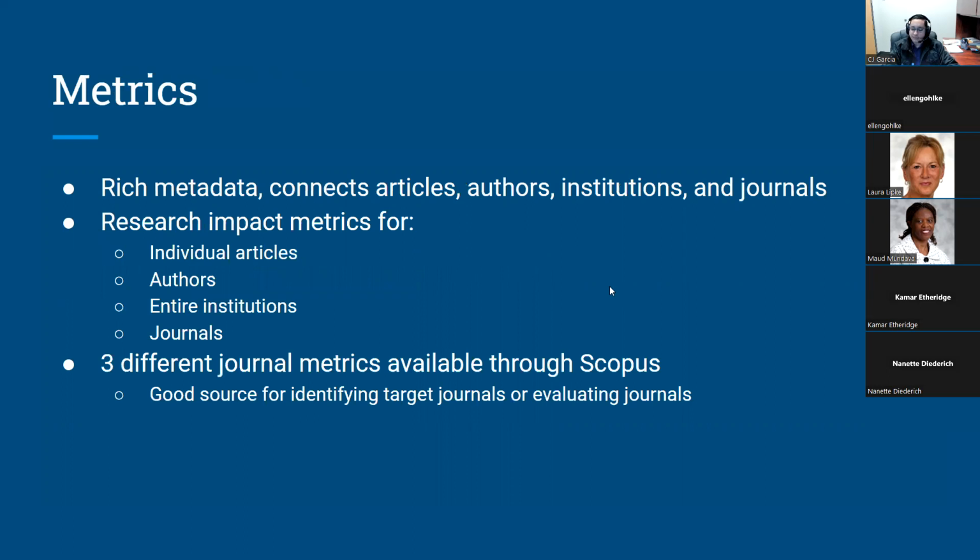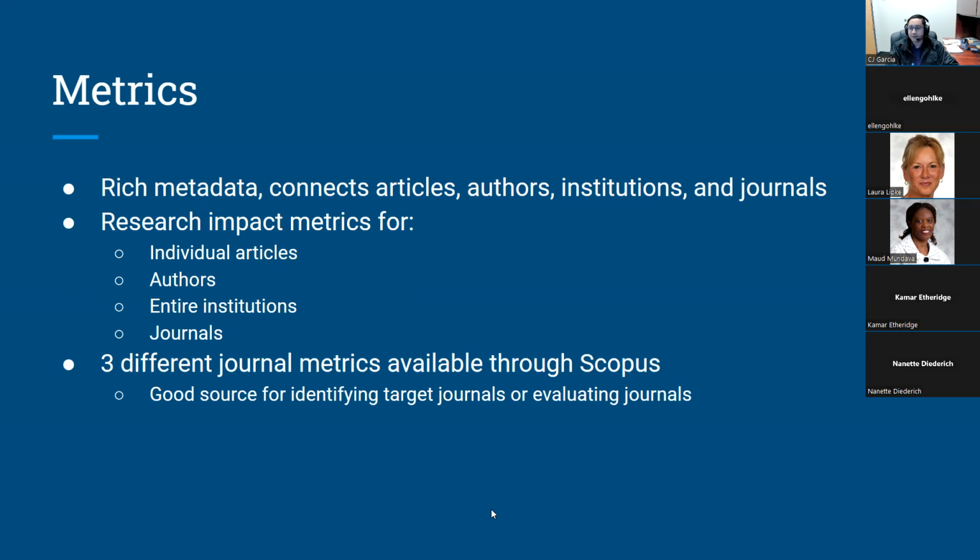And the other thing that I want to mention about Scopus is, like I mentioned before, metrics are a really big part of it. Scopus has really rich metadata that enables it to connect articles, authors, institutions, and journals all together to track how they cite each other, how they relate to each other, how authors are working together, how institutions are publishing, and in what areas they are publishing. And so Scopus has metrics that cover all of these things. We'll be spending a lot of time today looking at these various metrics and thinking about ways that you may be able to use those to uncover interesting things about the publishing landscape or about your own publishing output, journals, that type of thing.